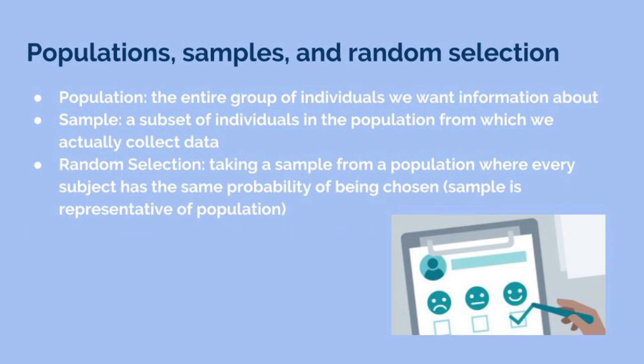Furthermore, random selection is when we take a sample from a population in which every subject or individual has the same probability of being chosen. The purpose of this random selection is to take a sample that is truly representative of any given population.